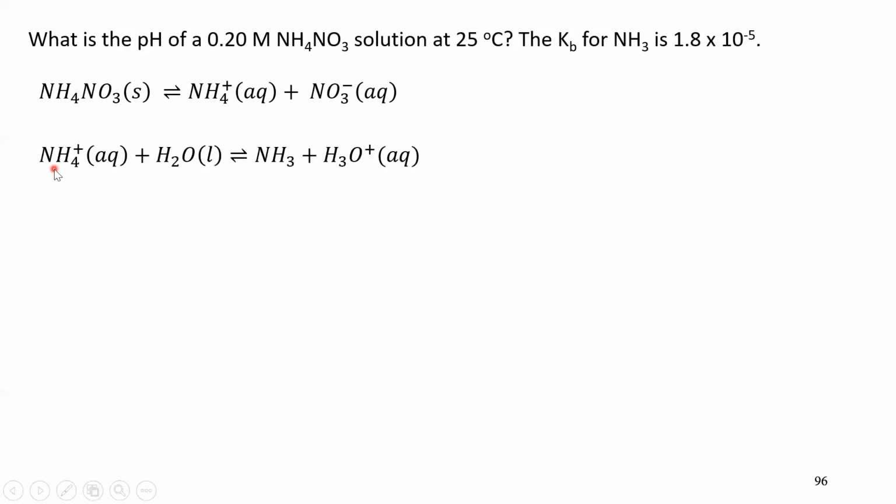So we've got ammonium reacting with water. Remember that hydrogen ion is going to go from the ammonium to the water. We're going to produce ammonia and hydronium ions.